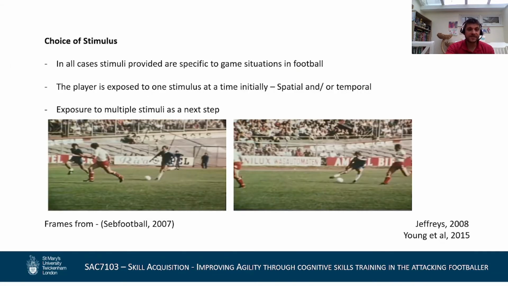In all cases, stimuli provided are not only specific to football, but more specifically to the ball carrier dribbling past the defender. The player is exposed to one stimulus at a time initially, and each stimulus would train either the spatial or temporal element of an action. Eventually, players are trained to a stimulus that consists of both the spatial as well as temporal elements, and subsequently multiple stimuli. So the presence of multiple stimuli will demand players perceive and process data quicker.